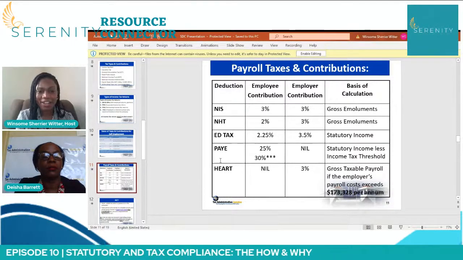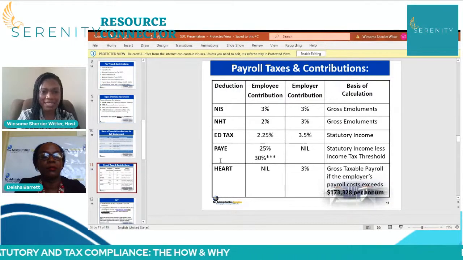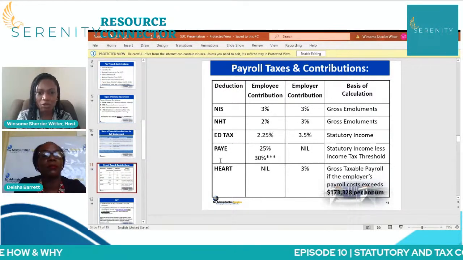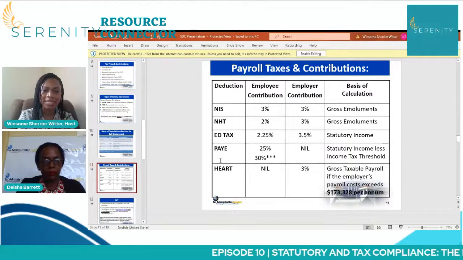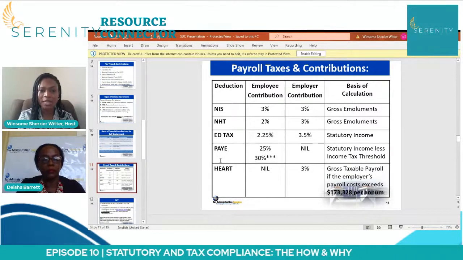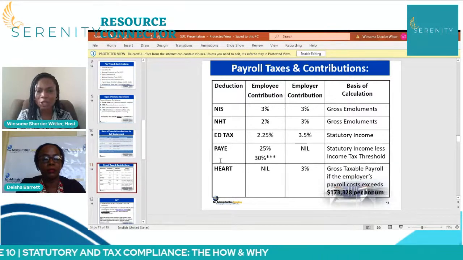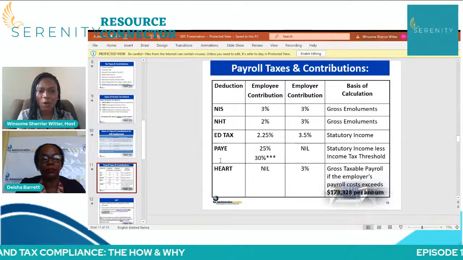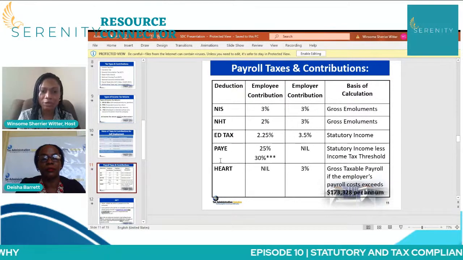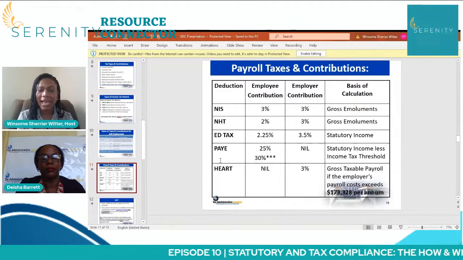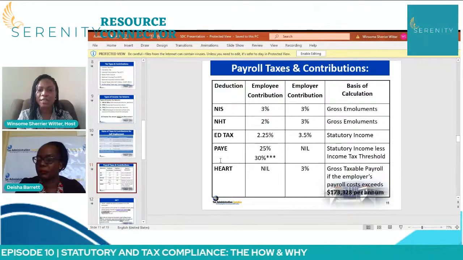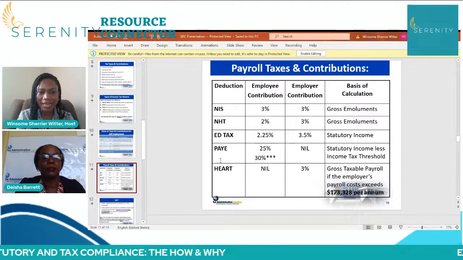All right. For the payroll taxes, we're looking at NIS. And remember, for payroll taxes, the employee makes a contribution. The employer also makes a contribution. Some years ago, it was matching contribution, but there are some differences now with the education tax. So for the NIS, employee contributes 3%, the employer 3%, and that's calculated on the gross emoluments. That is the total earnings before any deductions.